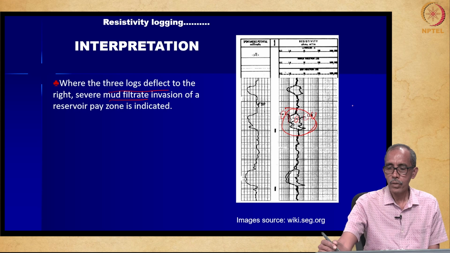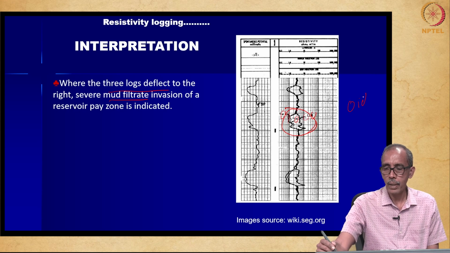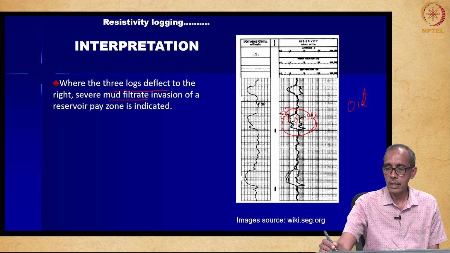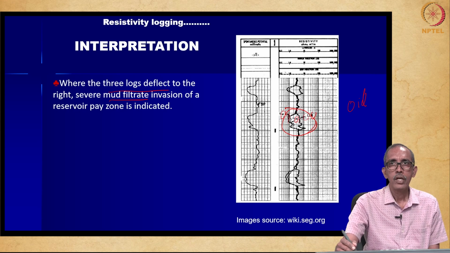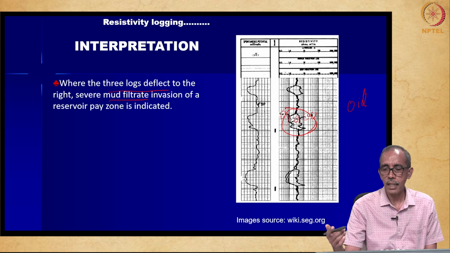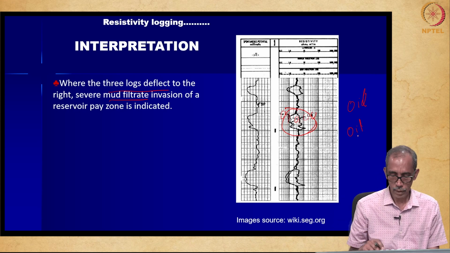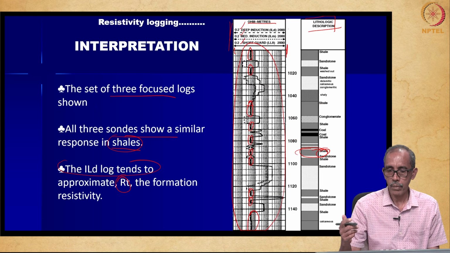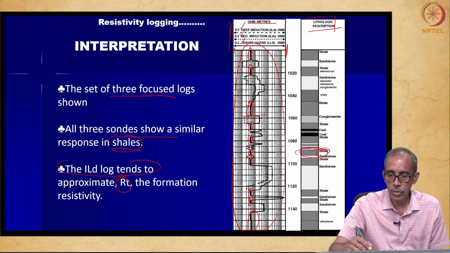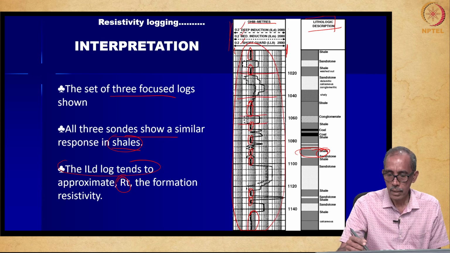Here the mud used would have been oil based mud. Due to invasion of mud, the resistivity picked up by the short induction log is comparatively higher than the deep as well as medium. That itself indicates that the drilling mud used would have been oil based. Okay. So, this is how we are able to interpret. Similarly, on the previous diagram also you can see at these zones all the three are deflected, right.